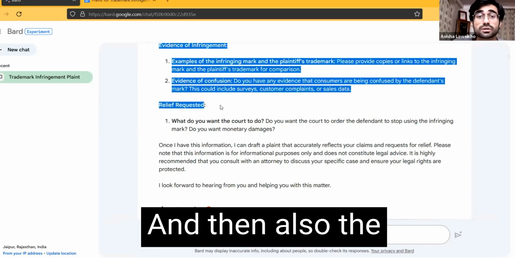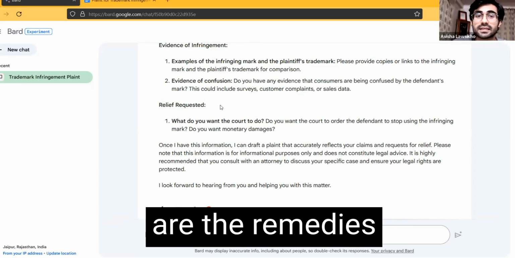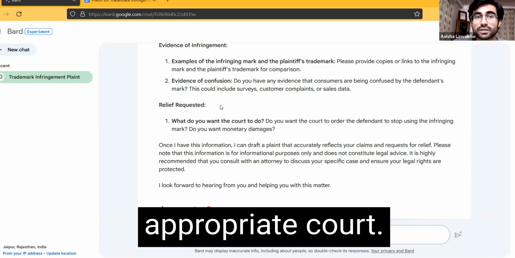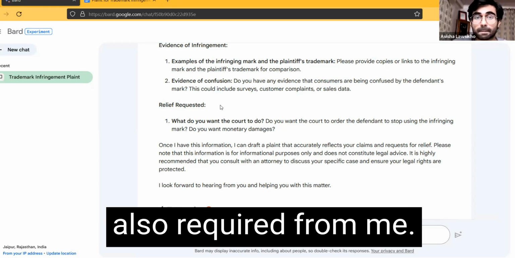And then also the relief requested. What exactly is the relief? What exactly are the remedies that you're seeking? What are you going to be praying to the appropriate court? That is some information that it also required from me.